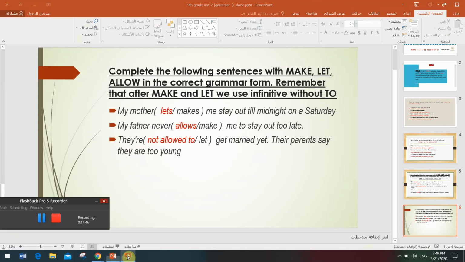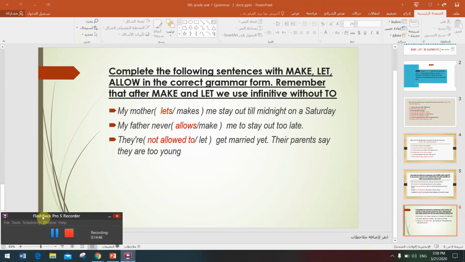Now, if we look at the last sentence, we have they are not yet married, yet their parents say they are too young. So we have two possible choices: not allowed to or let.